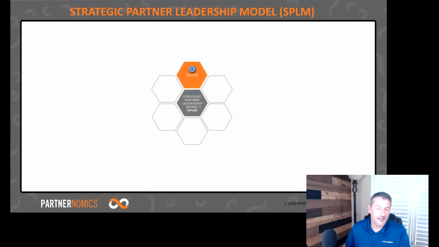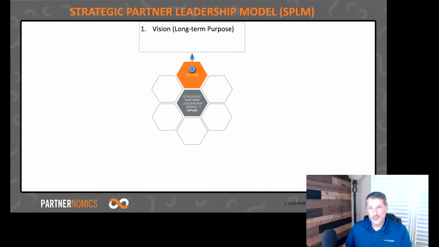So what does it look like? It has 6 different elements, and the first element is vision. The vision component has three different elements to it. The first is vision. So what is a vision? A vision is the long-term purpose. We like to call it the 10, 15, or 20-year North Star. What does that finish line look like for your strategic partnering team? What is it that you're trying to accomplish? What's the big picture thing that your team is ultimately trying to accomplish?